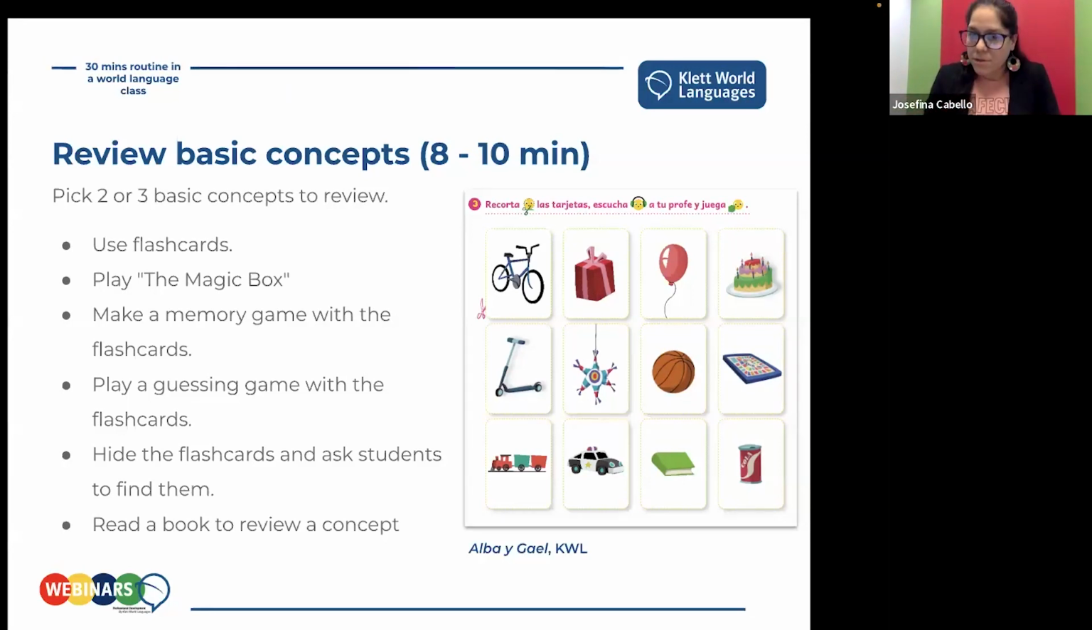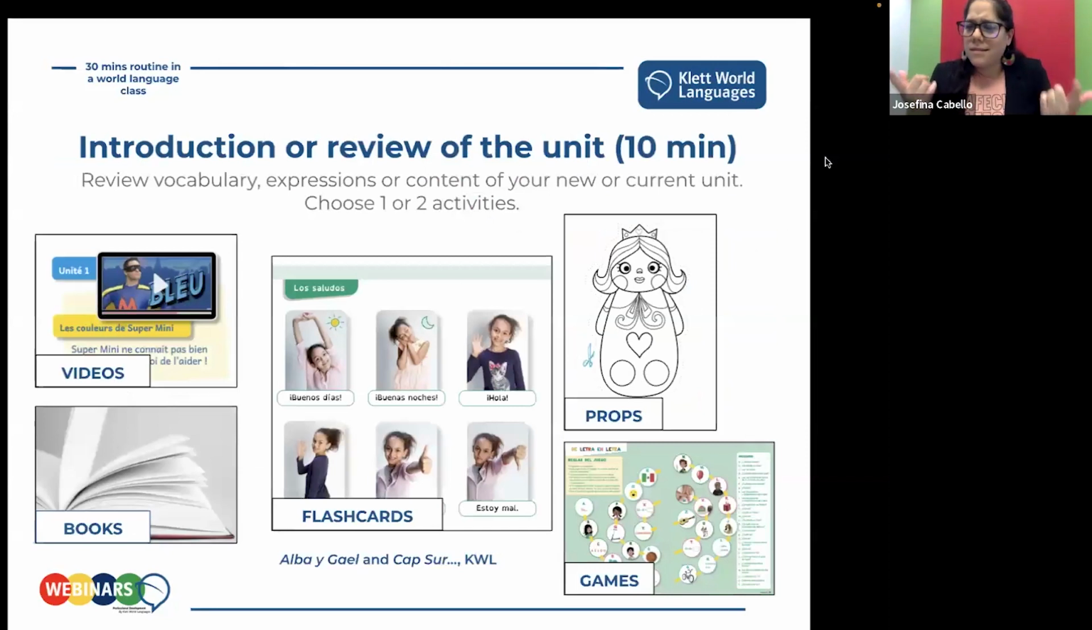You can pick up any book that has any theme or any topic that you would like to review, and you can review that concept with a book. So we can go to our next activity, next slide. Then what we do in preschool classes is that we have an introduction, or we review the unit.